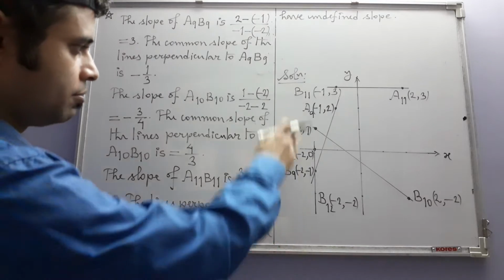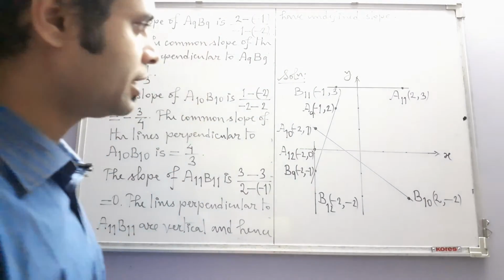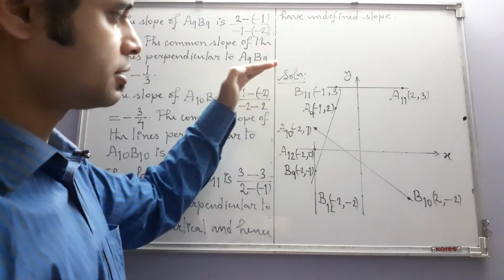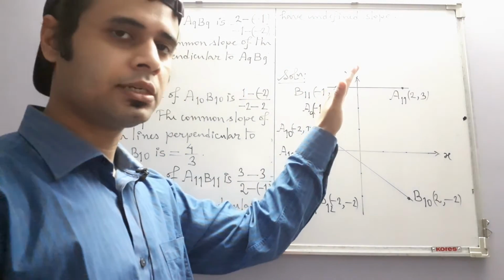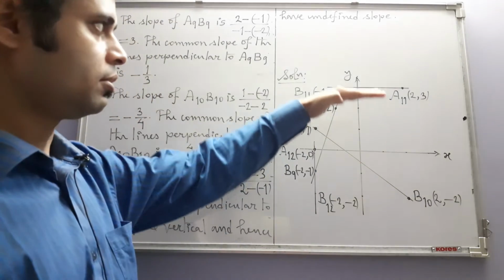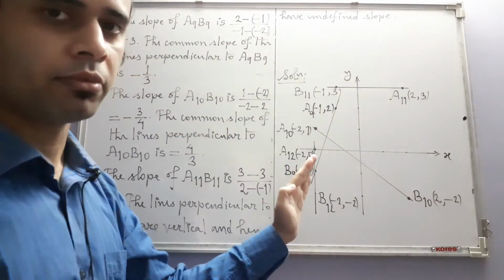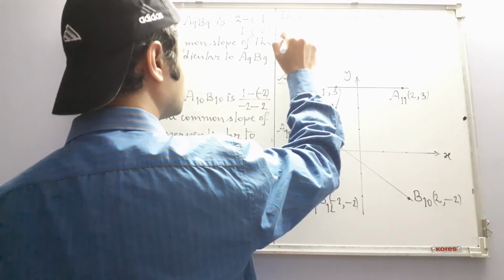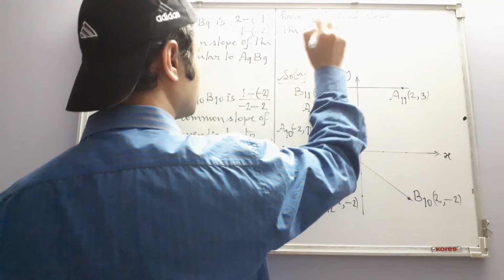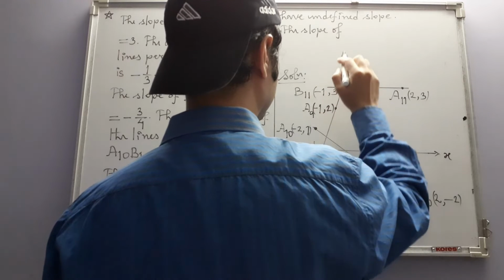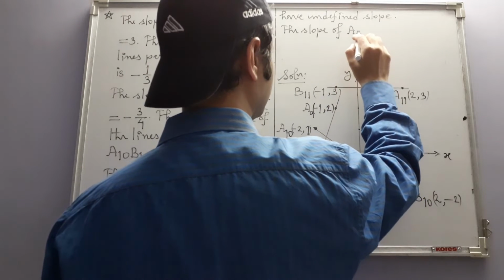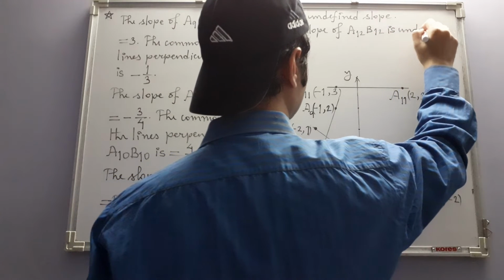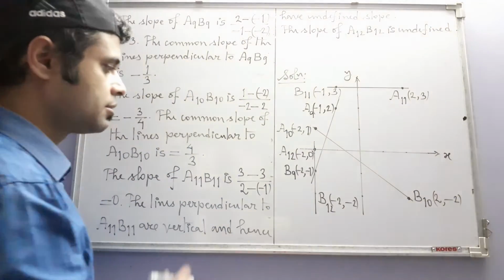And finally we have a vertical line. So you can see that the author has covered all the cases, namely the given line can have positive slope, it can have negative slope, it can be horizontal, it can be vertical, and finally the slope of A12 B12 is undefined. The reason is clear.